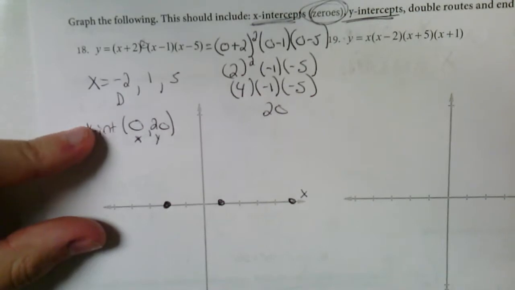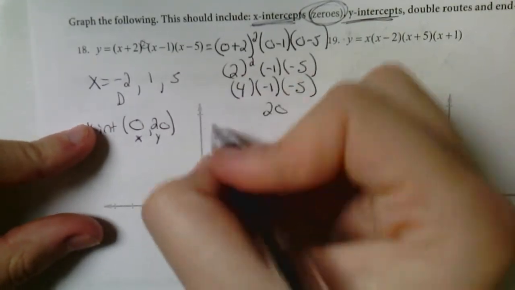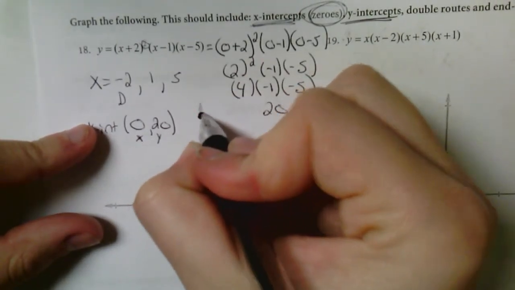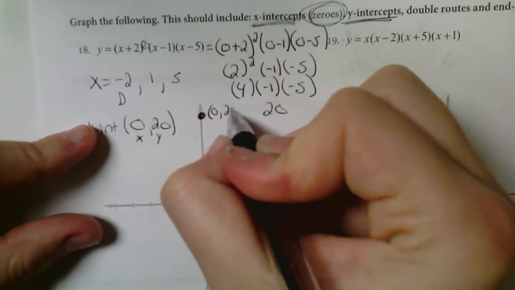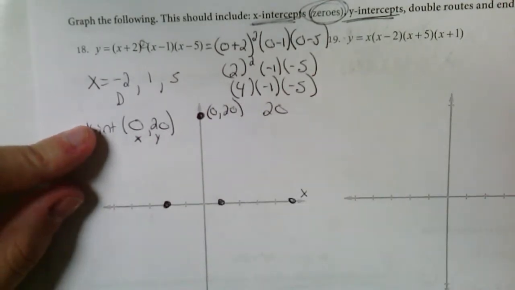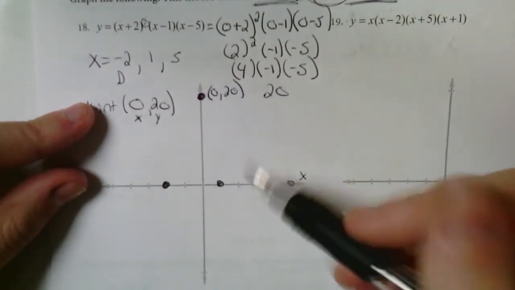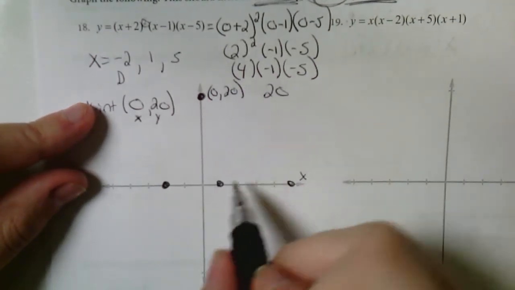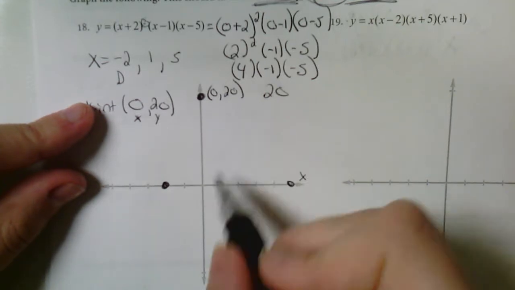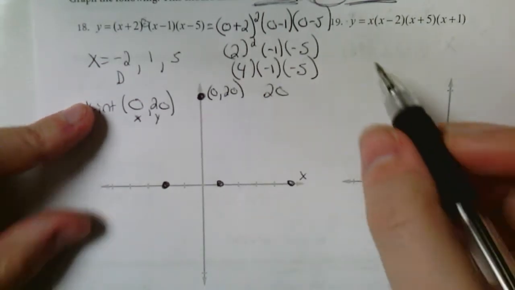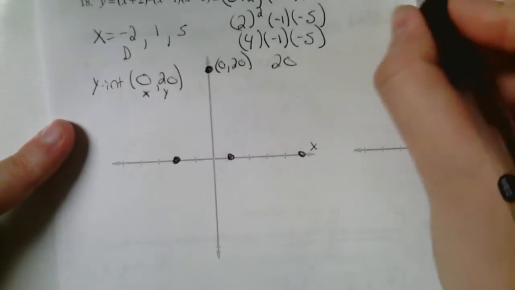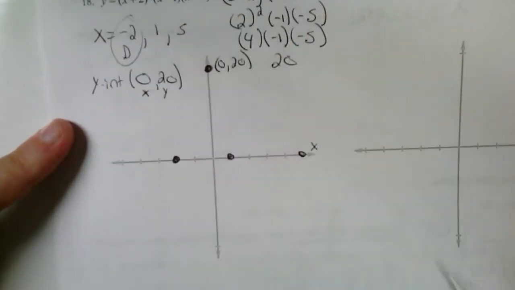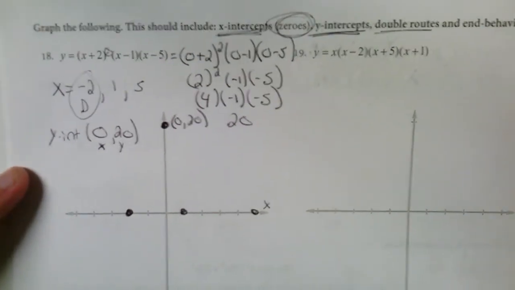Now, I obviously don't have 20 lines here, so I'm just going to call this point up here 0, 20. And it is kind of nice to label the y-intercept just because sometimes it's off scale. That doesn't really look like 20 lines, especially if the lines are this big. So it's nice to label it just to make sure everybody's on the same page. Next up, it says double roots, but we have already mentioned that. It's a double root.